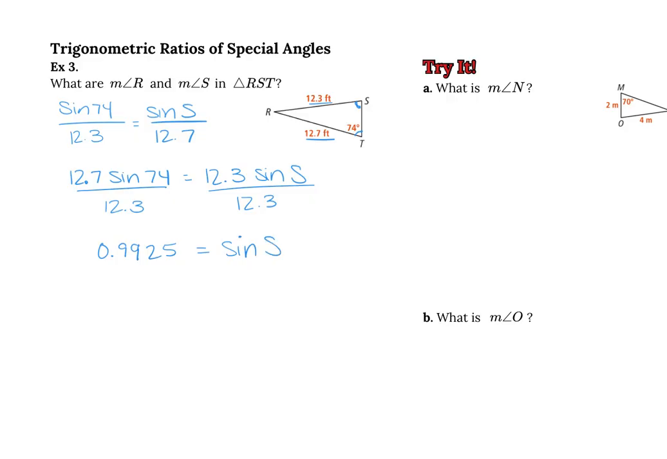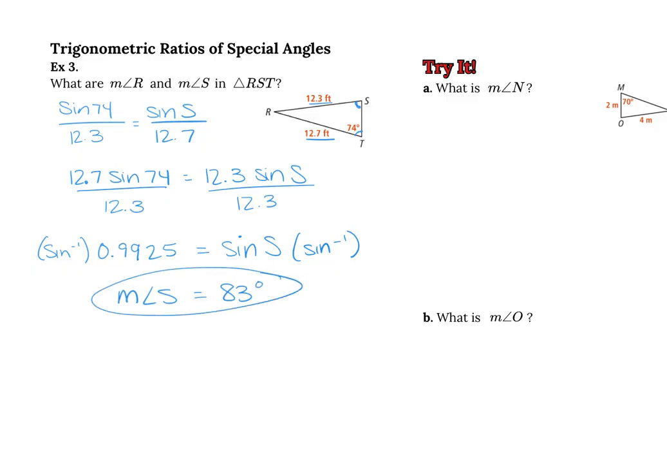I'm going to use my inverse sine, so sine -1, of the 0.9925 that I just found. That's going to get me my measure of angle S to be 83 degrees. So I found the measure of angle S.